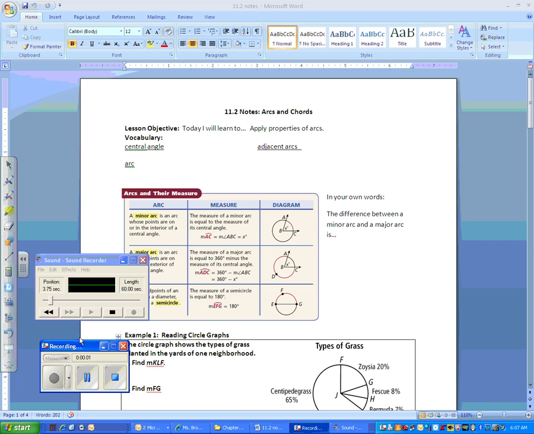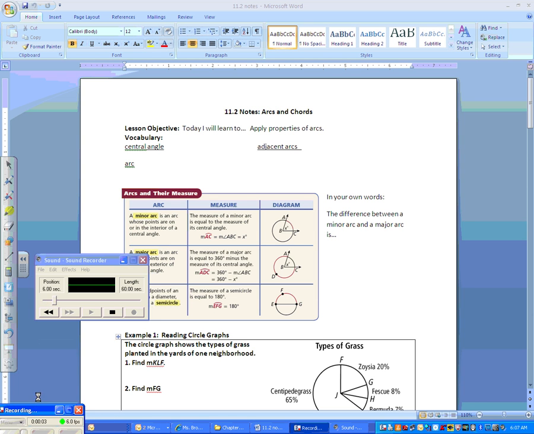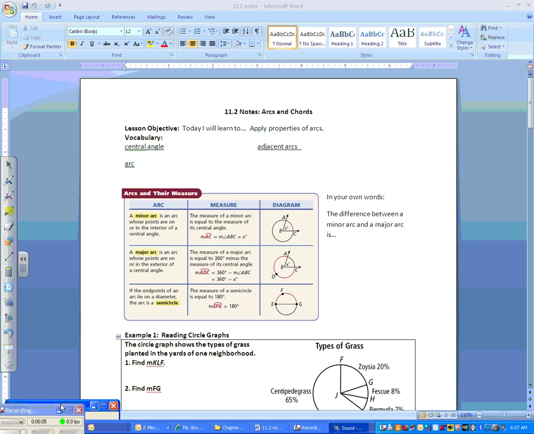Okay, 11.2, we're still talking about arcs and chords. This is the second part. I split this video up into two because it's a lot of information. I just want to review what a central angle and what an arc is.